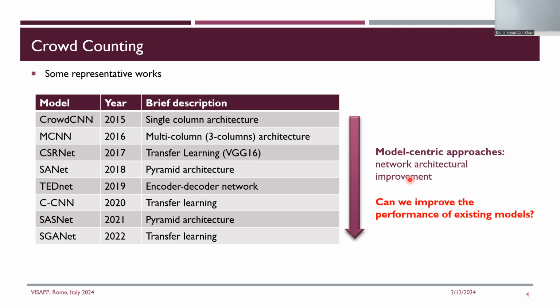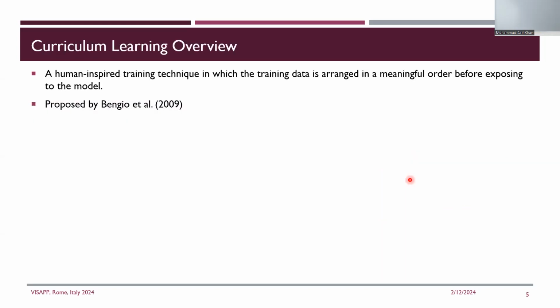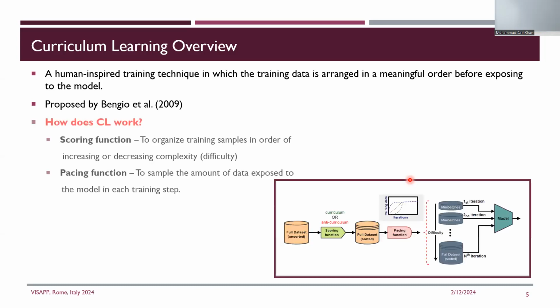One of the techniques that can be used for improving the performance of crowd counting is curriculum learning. Curriculum learning is actually a human-inspired training method in which the training data is organized in a meaningful order, typically in the order of increasing or decreasing complexity of the samples or the images in the data set before we expose this data to the model to get trained. This technique was proposed or formalized by Bengio et al. in 2009.